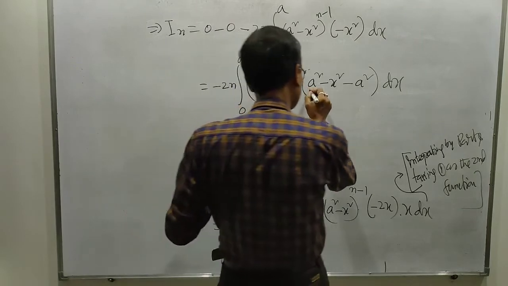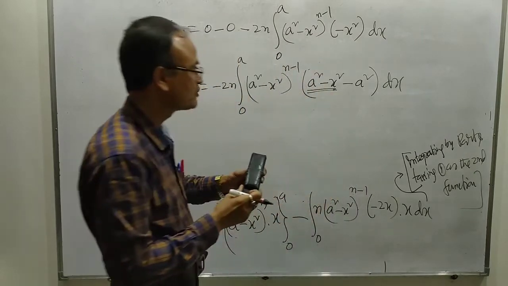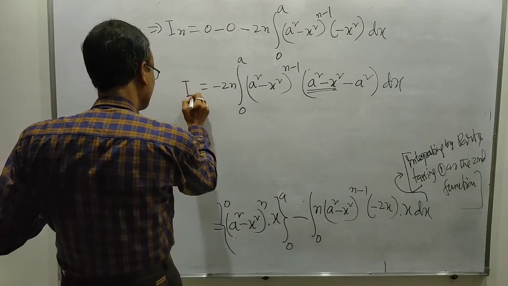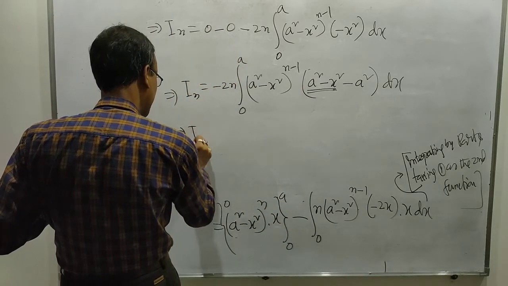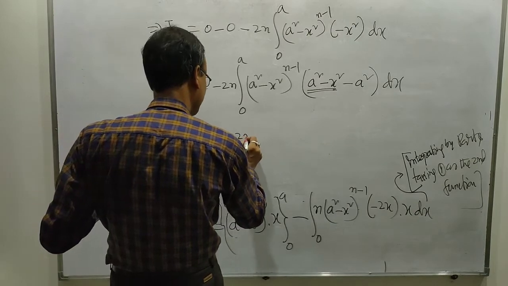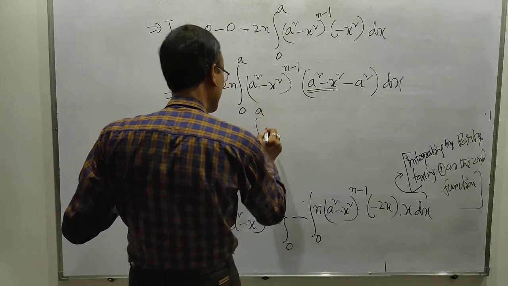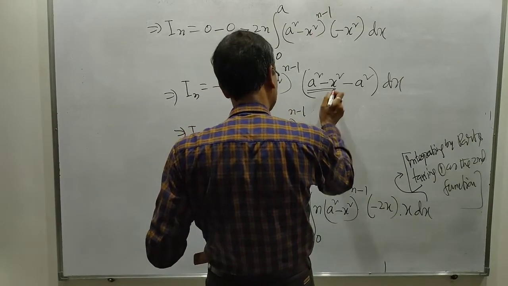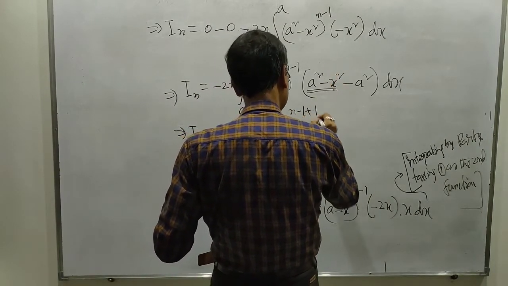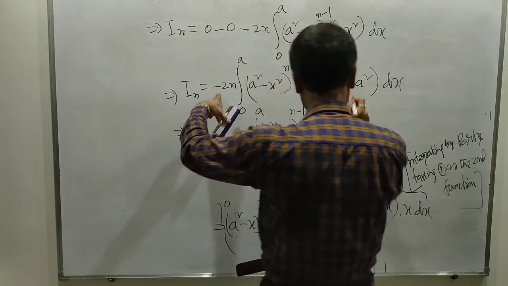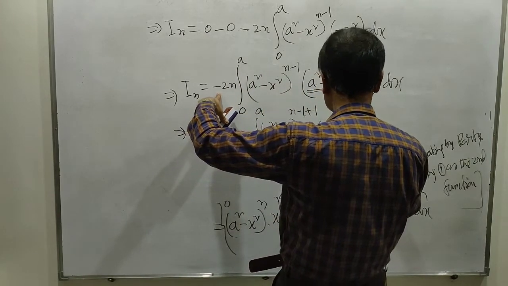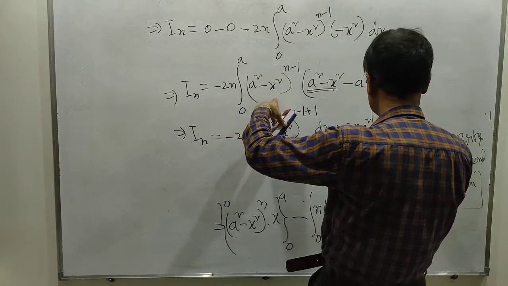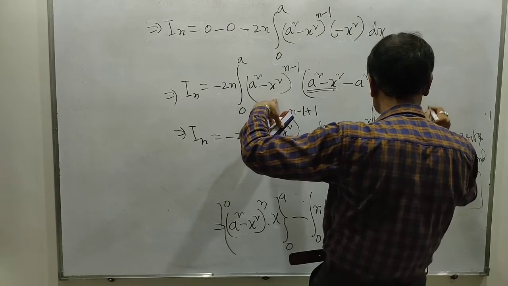Clear? Take this as a square minus x square; one function, and this is I_n. This means I_n equals minus twice n integral 0 to a of (a square minus x square) to the power n minus 1 plus 1 dx, plus twice n square integral 0 to a of (a square minus x square) to the power n minus 1 dx.